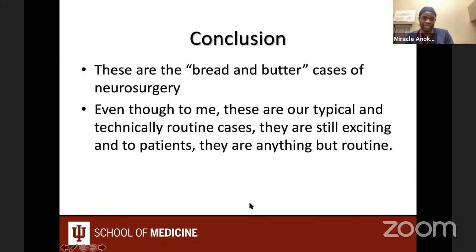So, conclusion, these are the bread and butter cases of neurosurgery. Even though to me these are typical and technically routine cases, they're still exciting. Every time I wake up and go to the operating room, I'm very happy to be there. And to our patients, they're anything but routine. Their lives are in your hands, and it's very true. You're millimeters away from the spinal cord in some of these cases, and you're right in the brain in some of these cases as well. And now I'll open it up to any questions that you guys may have.